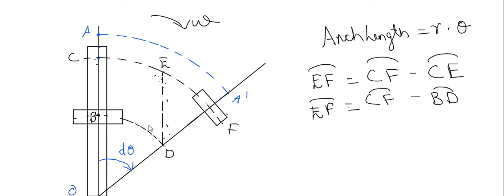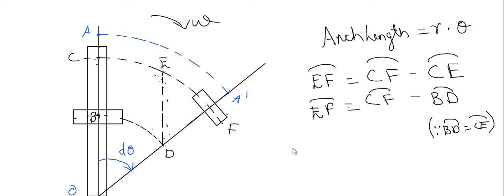CE would be equal to BD. This arc will be equal to this arc. These two arcs will be equal because ED is perpendicular. So we can write that arc BD is equal to arc CE.